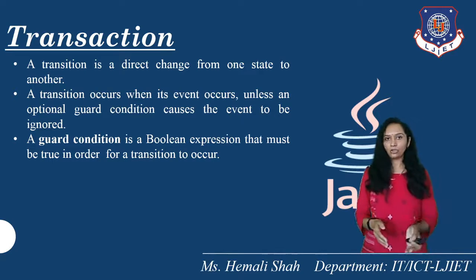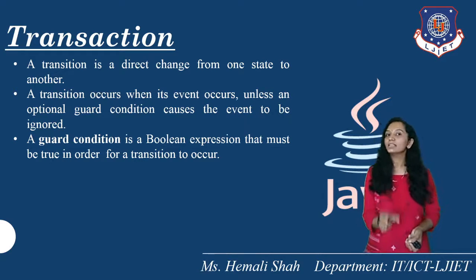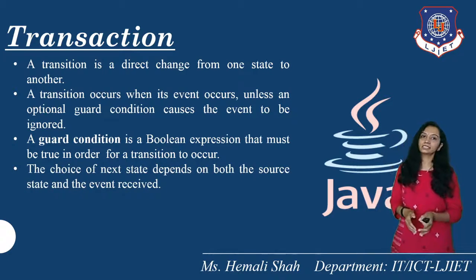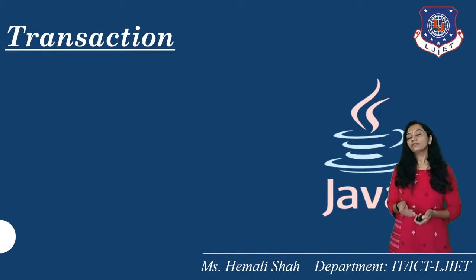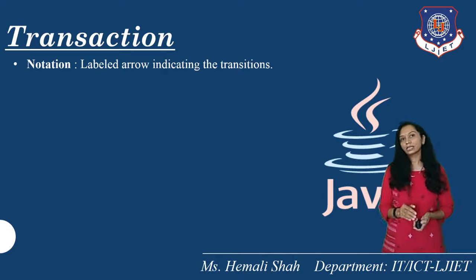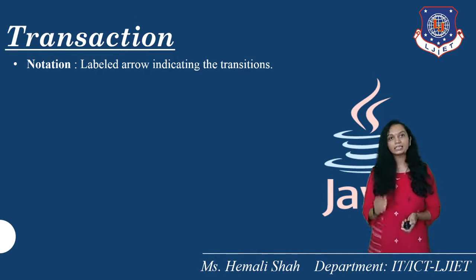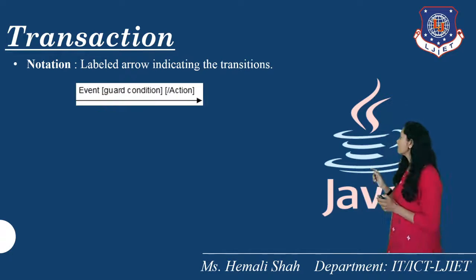When a transaction occurs, your object moves from one state to another state based on the condition that you have written inside this guard condition. And the choice of the next state depends on both the source state as well as the event received. Now let's move forward with the transaction. What is the notation to represent the transaction in this state diagram? The notation is basically a labeled arrow, indicating the transaction of your object from one state to another state. So this is the symbol.